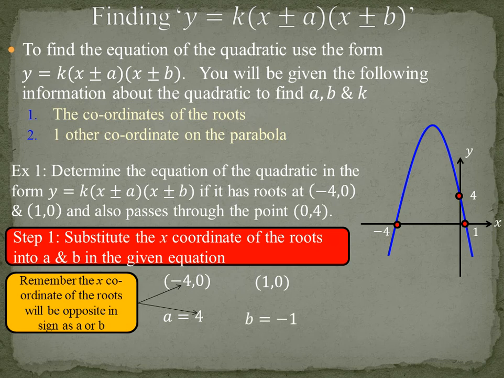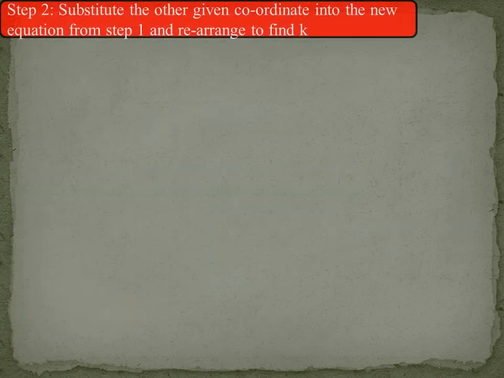Since the root is positive 1, it would be minus 1 within the factorized form. And if minus 4 is the root, it would be positive 4 within the equation. So that gives us, at this point, y equals k bracket x plus 4, x minus 1. To find k, we use the other coordinate we're given.